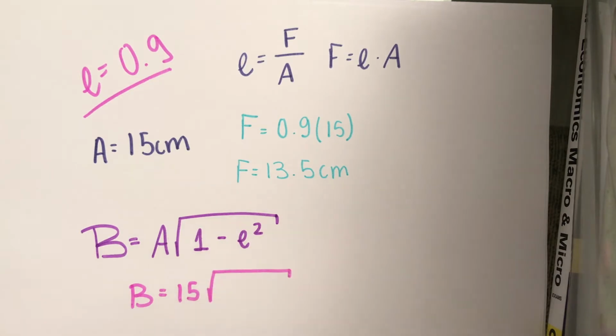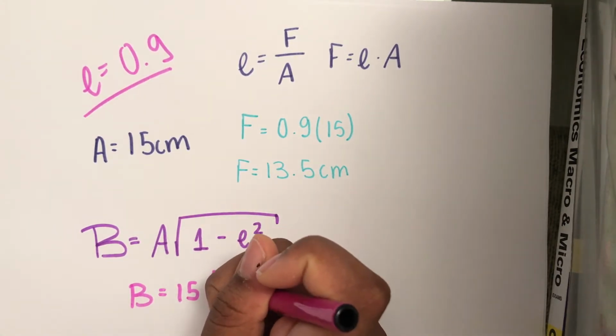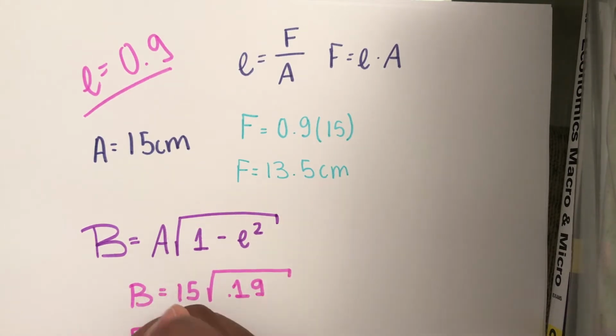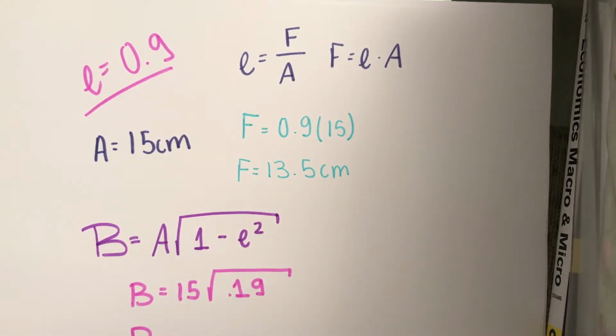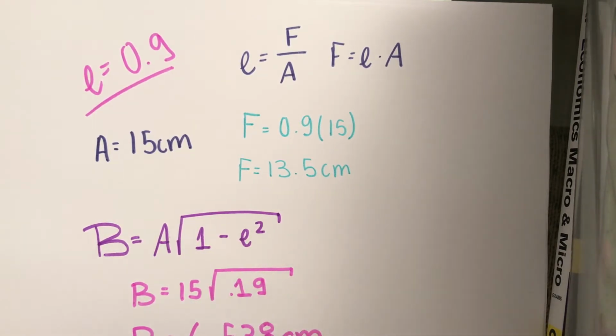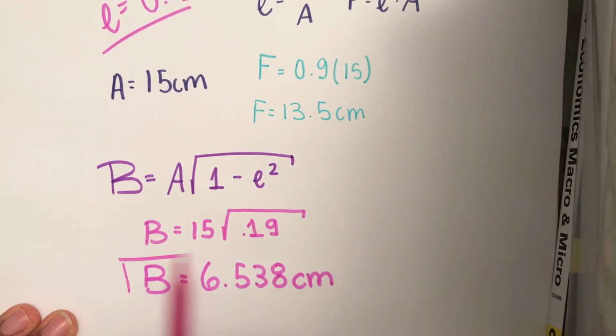As we're drawing it by hand, we need to find B. B equals A times the square root of 1 minus E squared. B equals 15 times the square root of 0.19, and therefore B equals 6.538 centimeters, which is our minor axis.